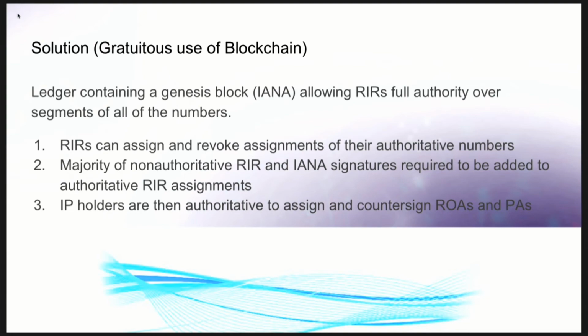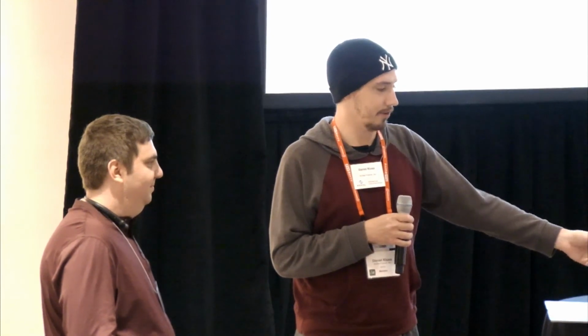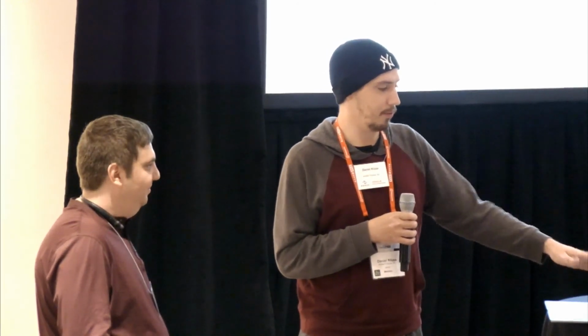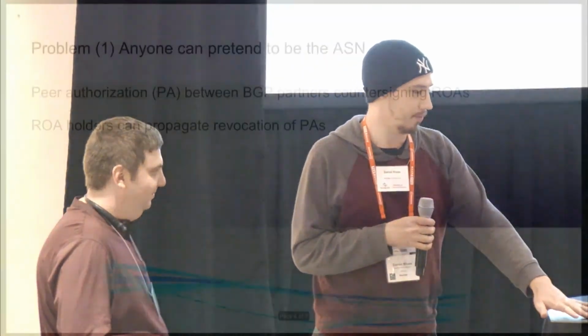But we make it so there's a nice genesis block from IANA, actually saying where everything is in the world, and make it so the RIRs can assign and revoke, but with all signatures along the way, in a ledger. Have a majority of the non-authoritative ones countersign the ones that are authoritative, so that one can't accidentally mess something up. And then the IP holders are then authoritative to assign and countersign other RIRs and peering agreements, or just basically along the way.